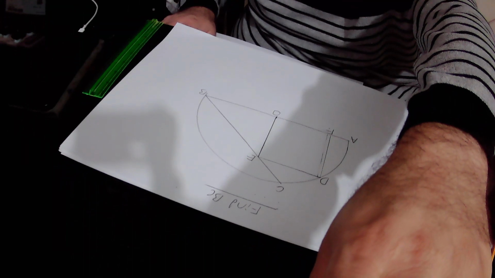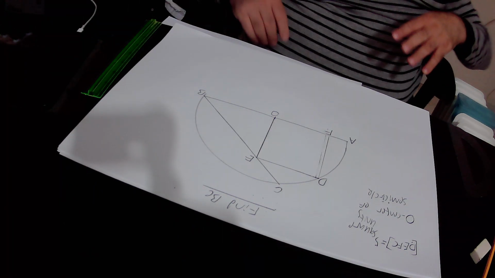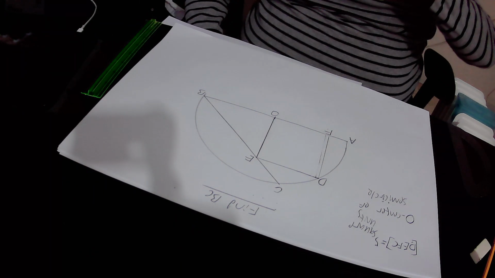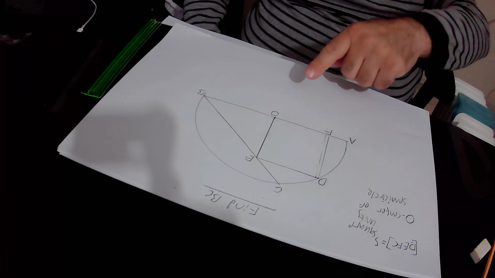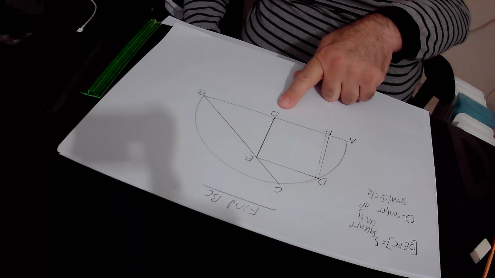Now, in this lecture, we'll find out the length of chord BC. In the drawing, we have a semicircle. We know that the center of this semicircle is at this point, point O.